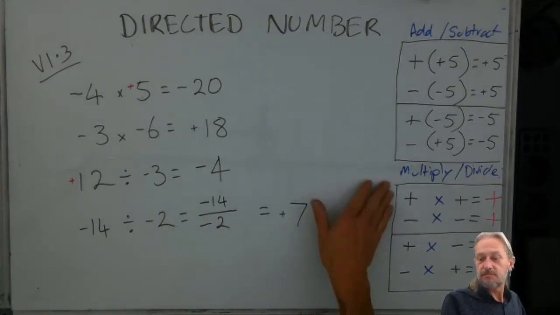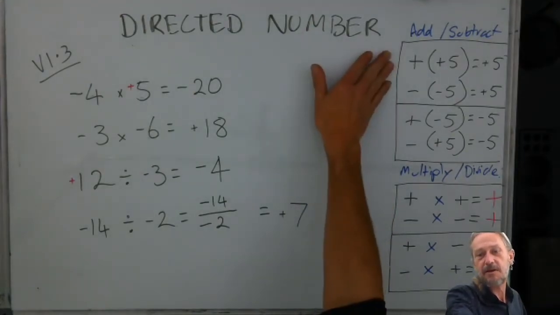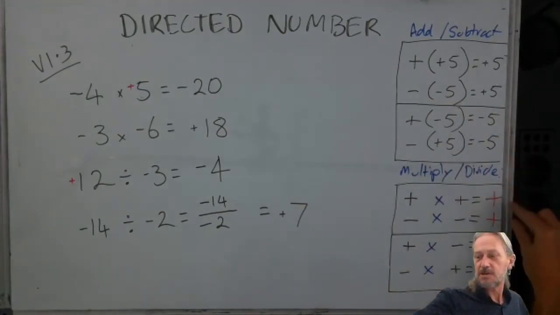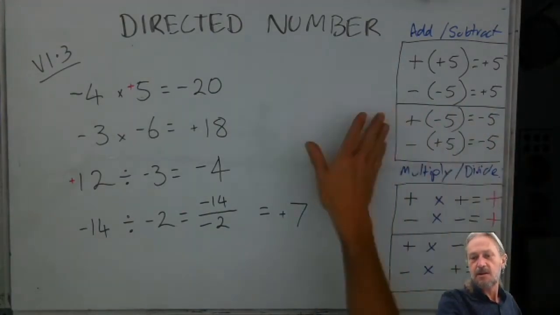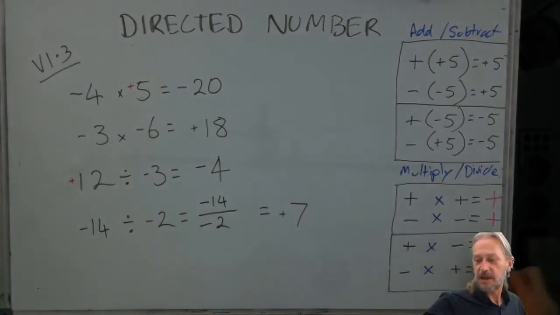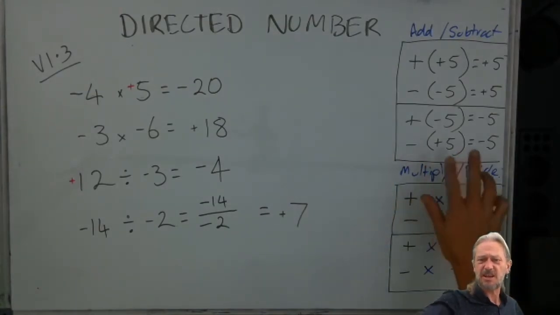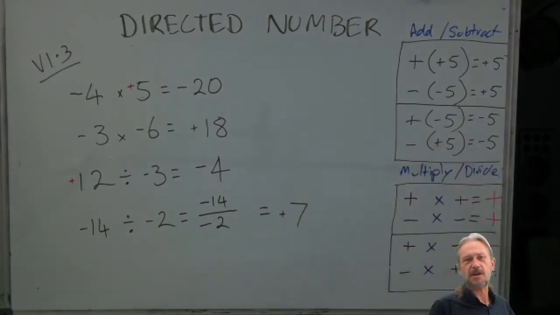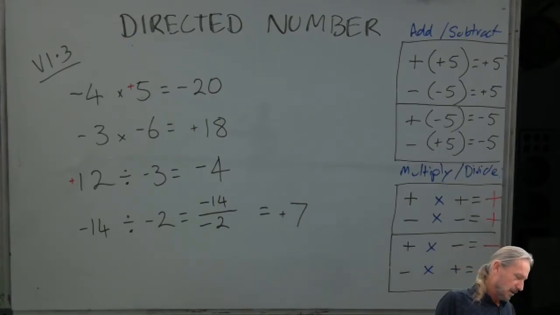So again, kind of there is a similarity. When the signs match, we get a positive answer. When the signs are different, we get a negative. But it's a slightly different way to combine them. Okay, so I've got a few more examples.